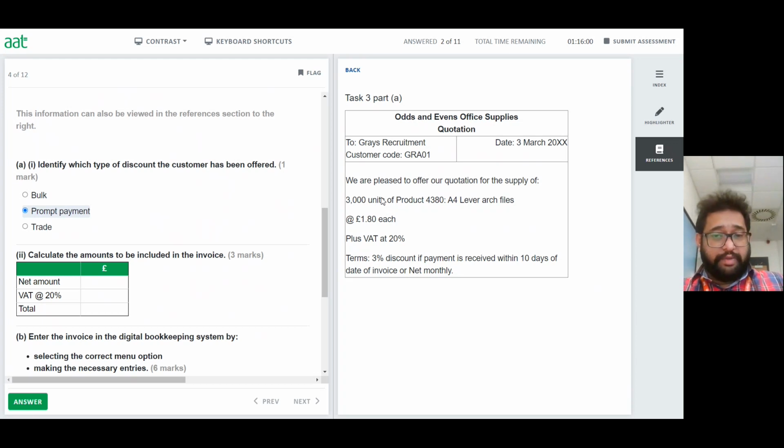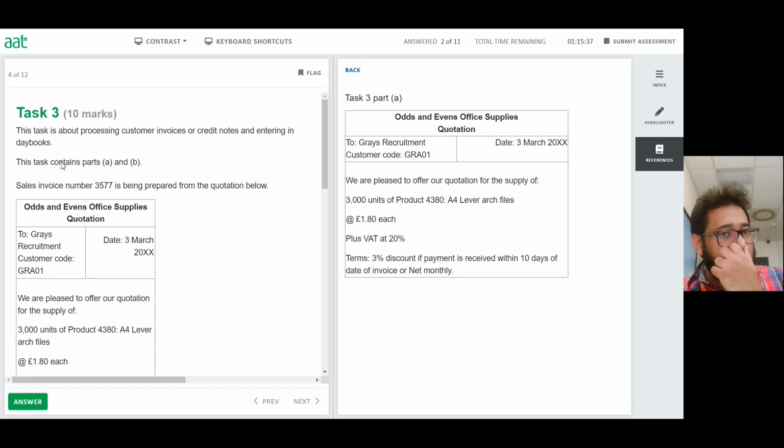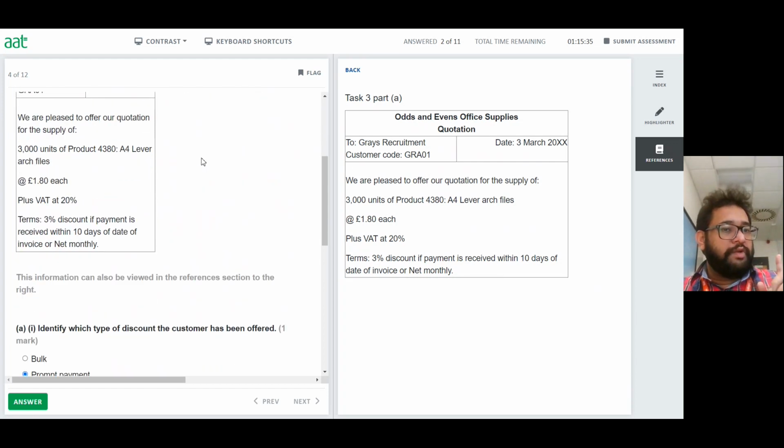So the net amount is going to be 3,000 units at £1.80 each. Let me just get the calculator out. 3,000 multiplied by £1.80 is £5,400. Also, if you notice here, there is no decimal requested. If they ask for decimals, we have to make sure we do that in decimals. It's also good to remember that sometimes in the question they will clearly say that to you.